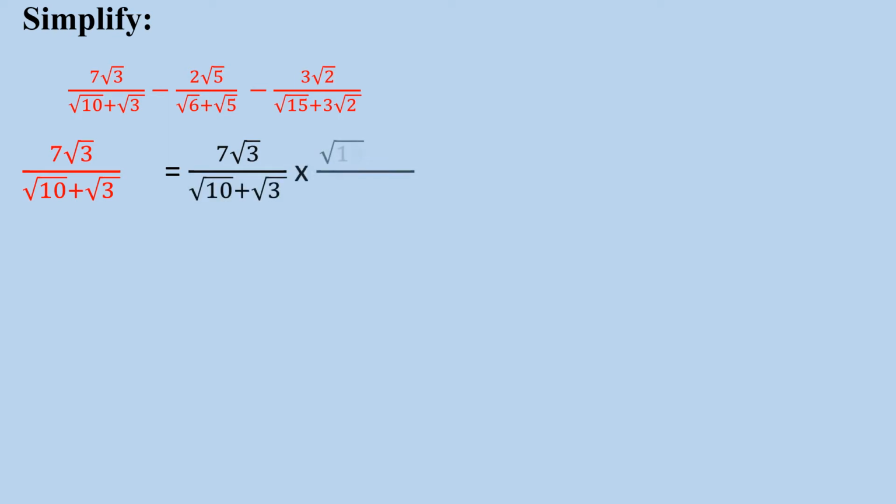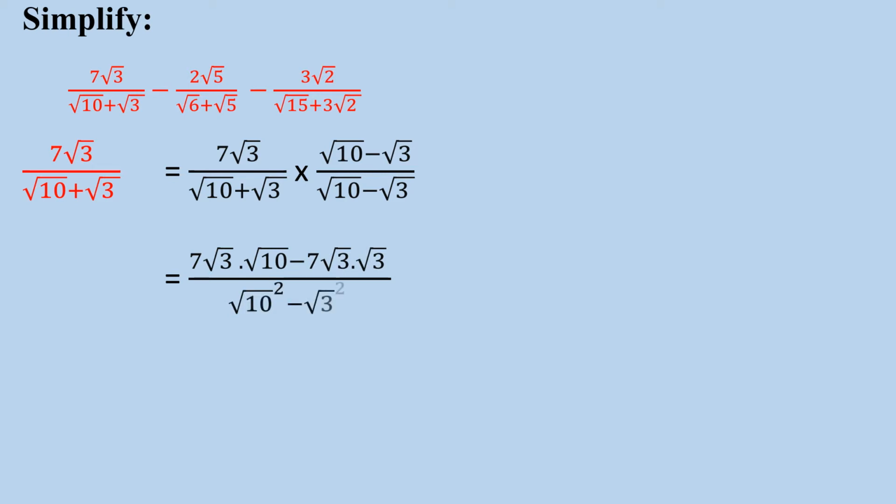So we will get 7 root 3 by root 10 plus root 3, into root 10 minus root 3 divided by root 10 minus root 3. We have to multiply 7 root 3 with root 10 minus root 3. So we will get 7 root 3 into root 10 minus 7 root 3 into root 3. In the denominator, we see that it is the identity (a plus b)(a minus b), so we get a square minus b square. So a square means root 10 square minus b square means root 3 whole square.